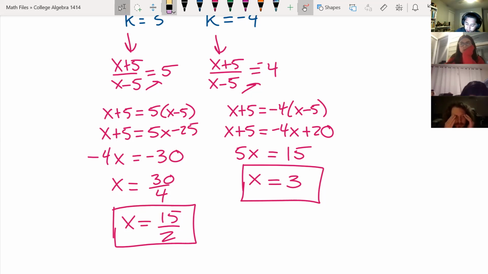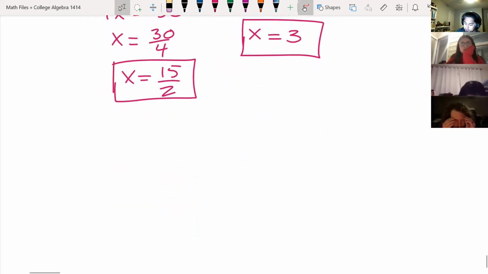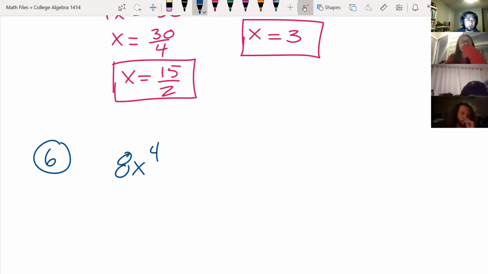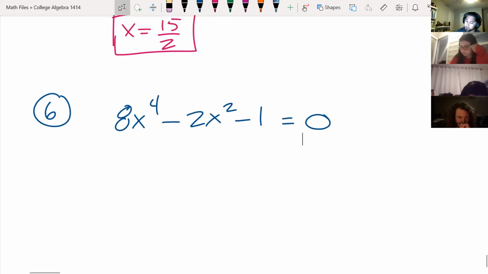Okay. Number 6 on 1.4. The one I'm looking at is giving me 8x to the fourth. You have different numbers? No, that's right. Okay. 8x to the fourth minus 2x squared minus 1 equal to 0. Yes. Okay. So we can do this by U-substitution.